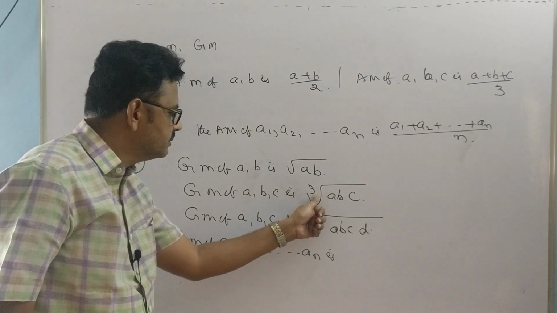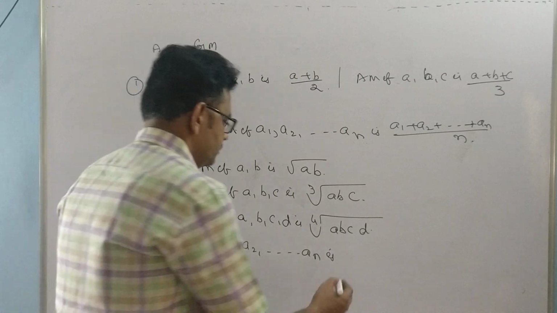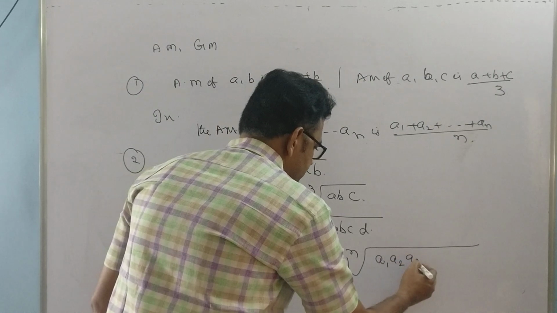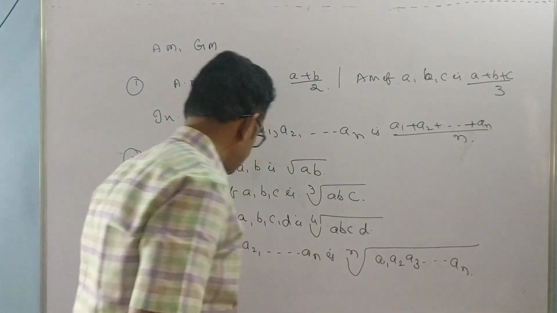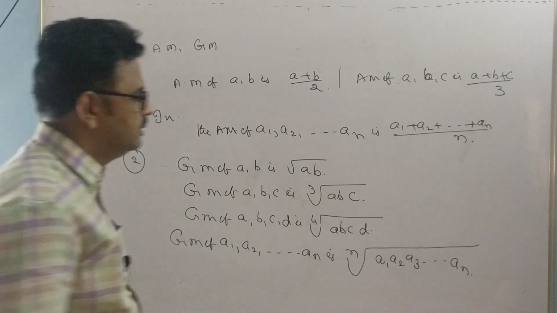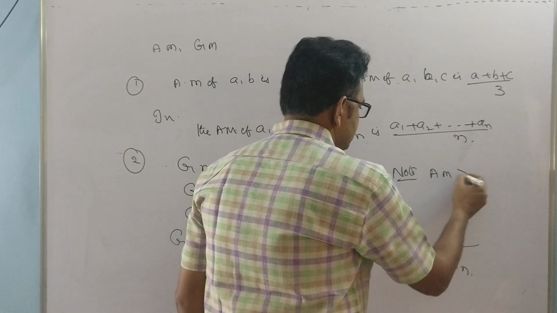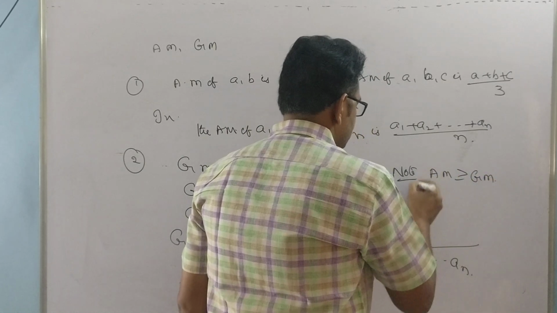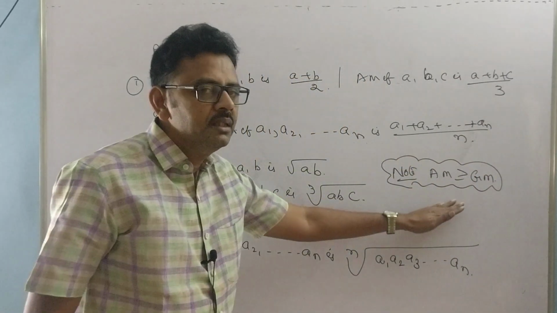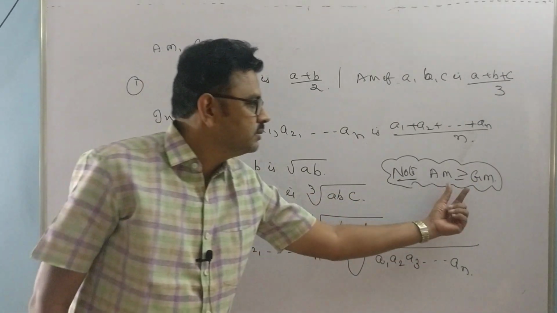So cube root means what? This is cube root. 4 terms, 4th root. 5 terms, 5th root. If it is n terms, you write nth root of the product a1, a2, a3 and so on an. Now the relation between them is arithmetic mean AM is greater than or equal to GM. In majority of cases in trigonometry we use arithmetic mean is greater than or equal to geometric mean. This we have in progressions, you get this result.